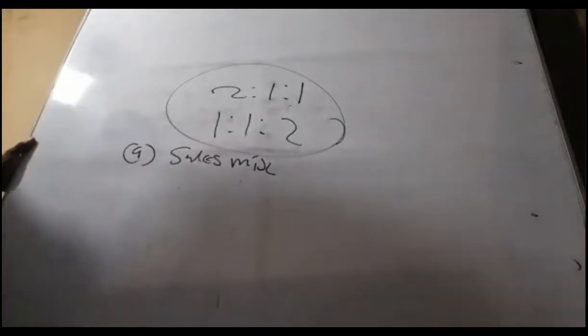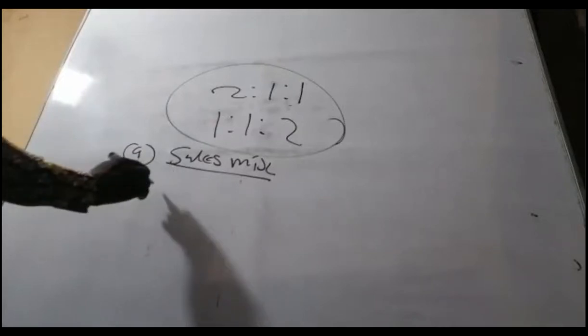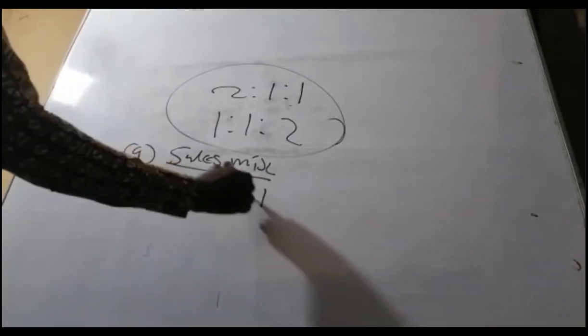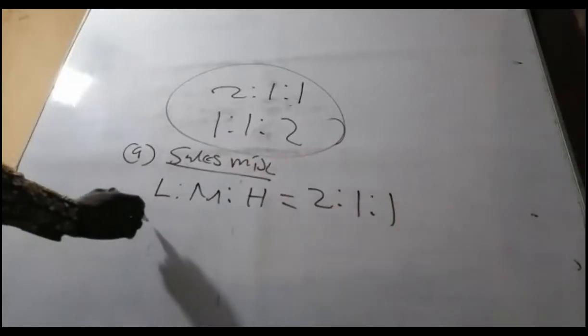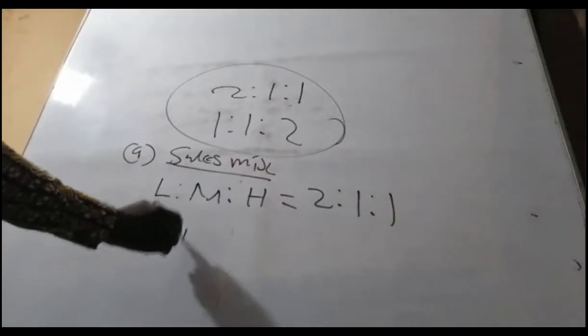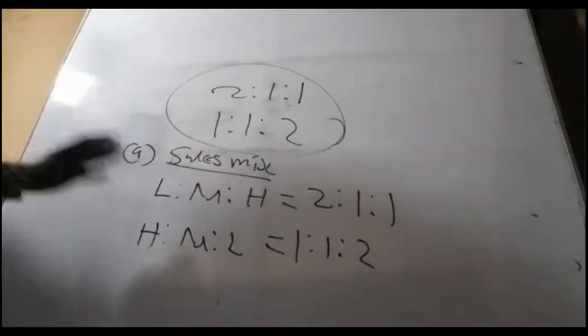Sales mix on the line. Tell the examiner that you are going for low is to medium is to high. It's now equal to what? 2:1:1. Or you can also say that high is to medium is to low is now equal to 1:1:2. This is what we are looking for.